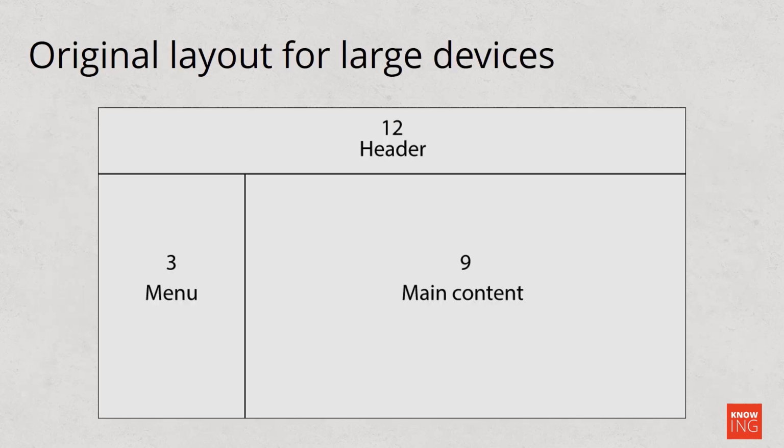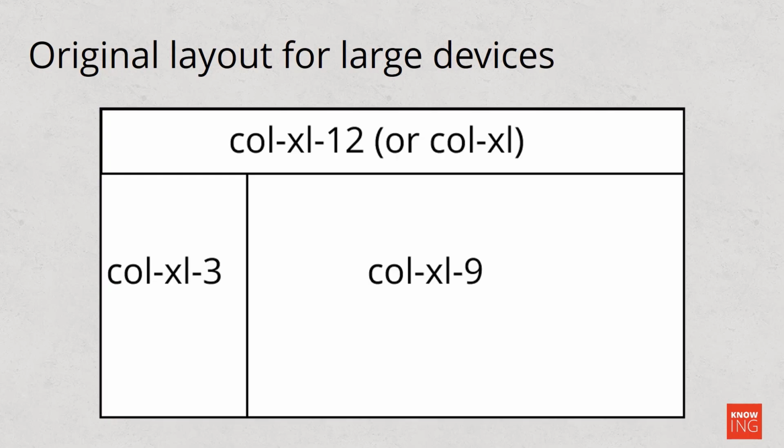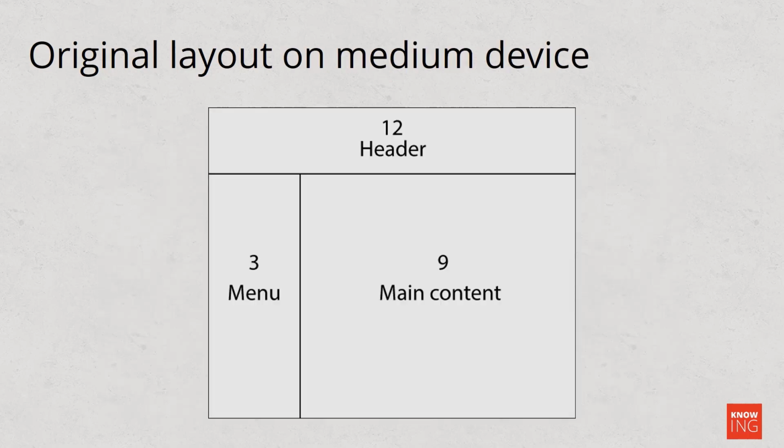So how would we code this? If you're going to have the first column the whole width, you could do col-xl-12 or col-xl, and that would be for the large device. Now the thing is, if your header is 12 columns wide for everything, you can just say col. You can see in the row below that we've got col-xl-3 and col-xl-9, and that means for extra large sizes greater than 1200 pixels, this is the layout that you need to use.